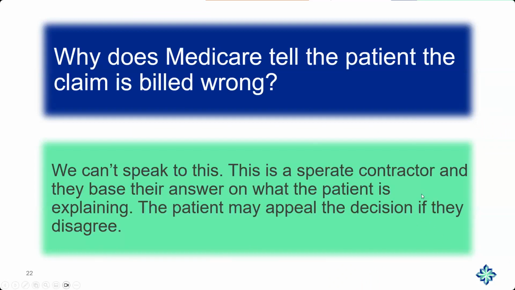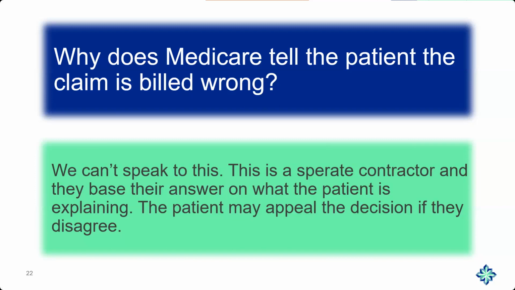Next is: why does Medicare tell the patient the claim is billed wrong? First, we can't actually answer this. That's 1-800-Medicare telling that to the patient, not us. We don't know why they do what they do. Because this is a separate contractor, you also have to remember the patient is what gives them the information. We have no idea what the patient is saying to 1-800-Medicare. They may not be giving all the information. They may be giving wrong information. So they're saying that based on what they're getting from the patient.